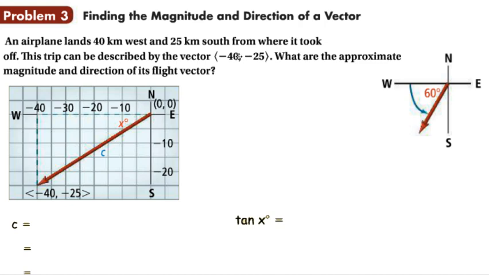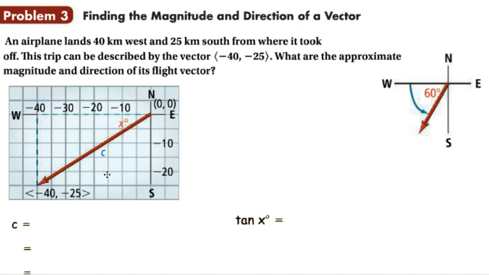Finding the magnitude and direction of a vector. Let's say an airplane lands 40 kilometers west and 25 kilometers south from where it took off. And here is how we would represent that as a vector. Okay, west and south are both negative directions. West is always negative, south is negative, north is positive, and east is positive. So keep that in mind when you're writing your vectors. What are the approximate magnitude and direction of its flight vector? So we want to know how long is this red vector and what is x in degrees.